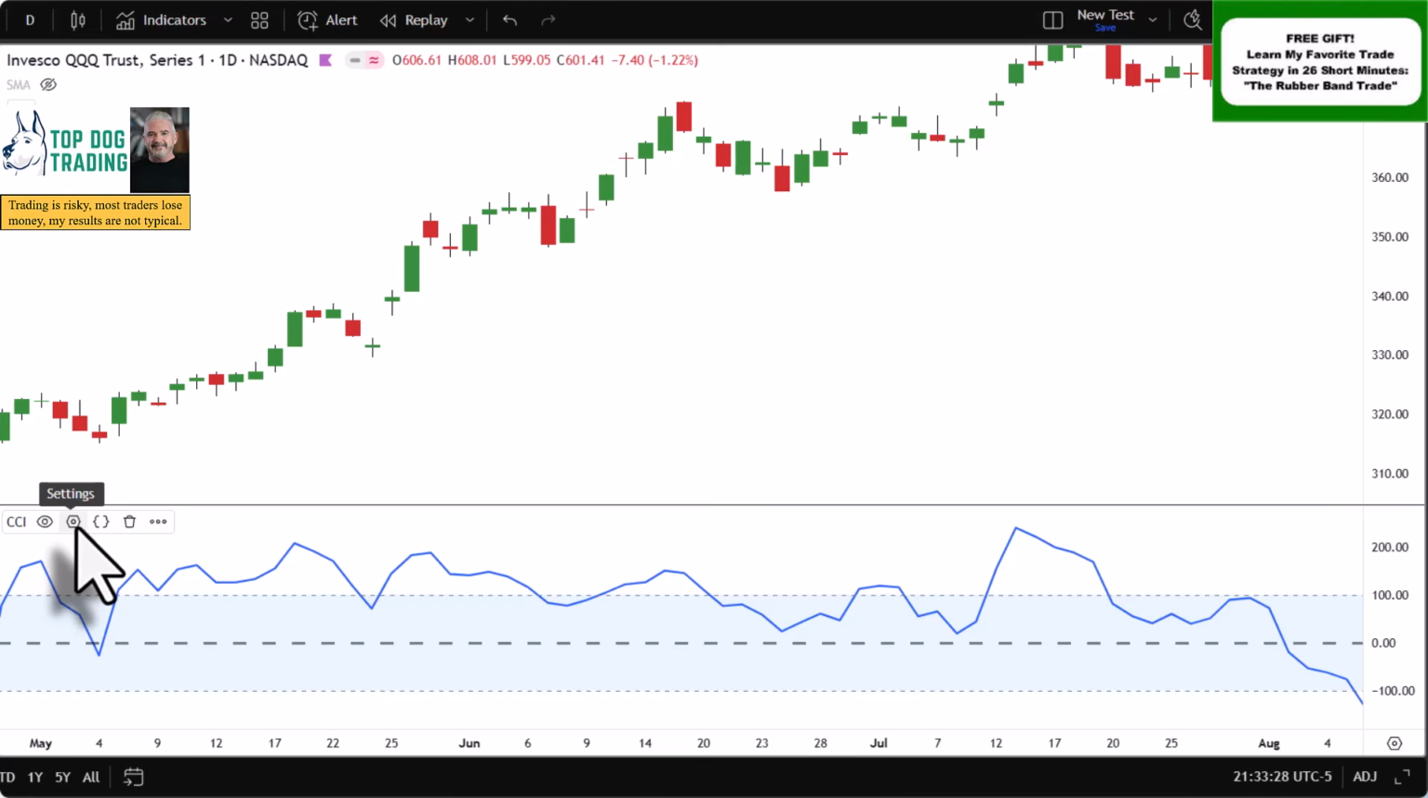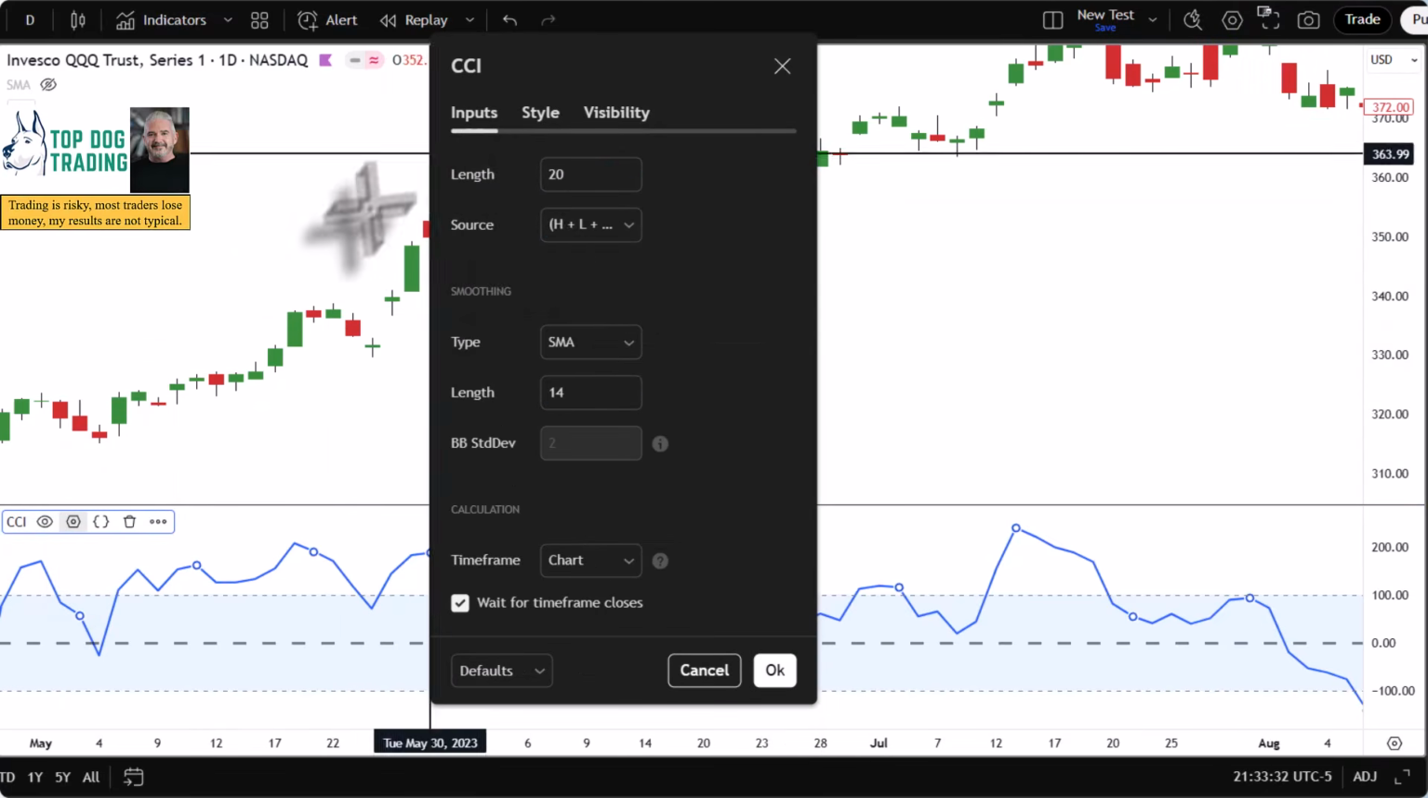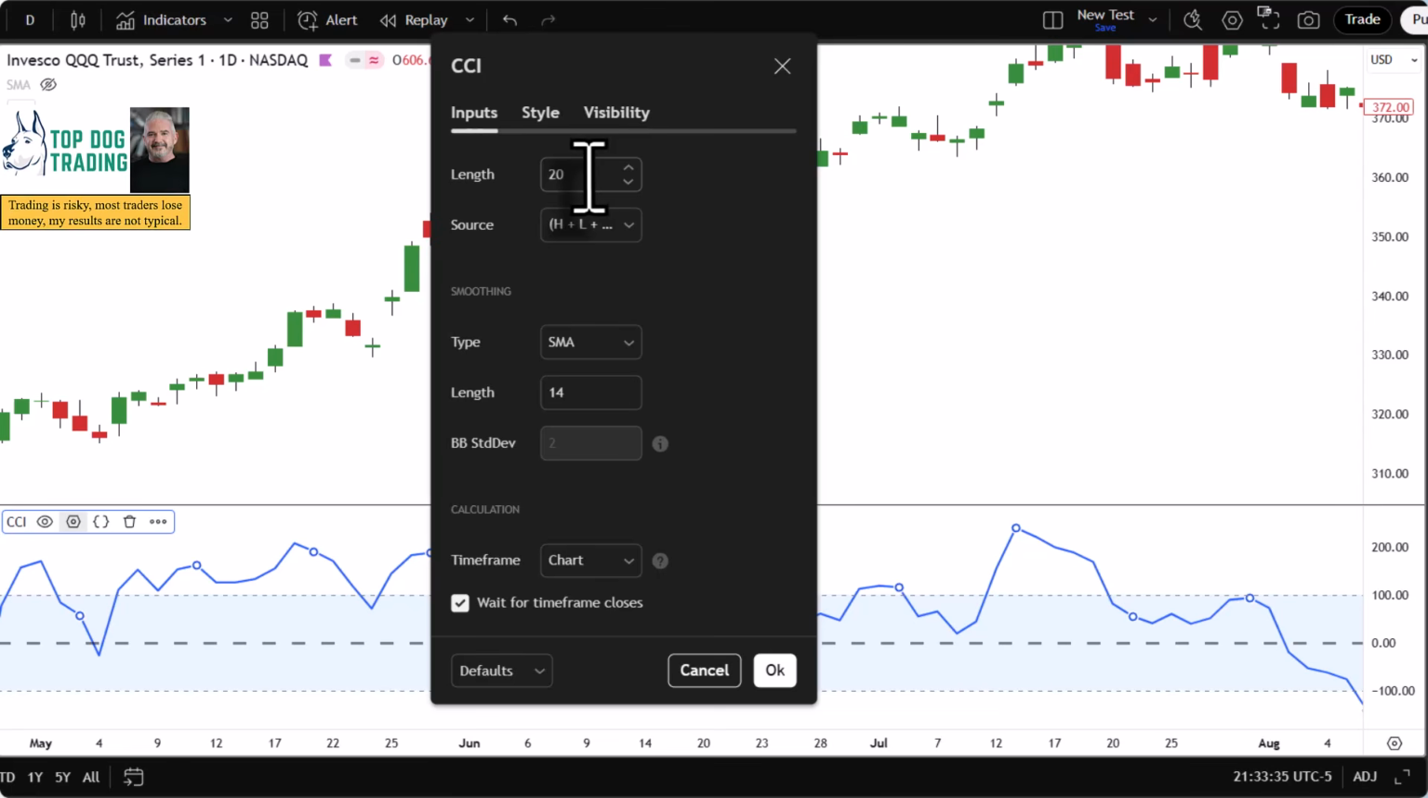Let's see. So first of all, let me show you the settings that I use, because people always ask that, which you should, which is very good. You can use various settings. There's no one right setting, but I'm going to use a common one, 20 length. And the source is high plus low plus close. The type is simple moving average.